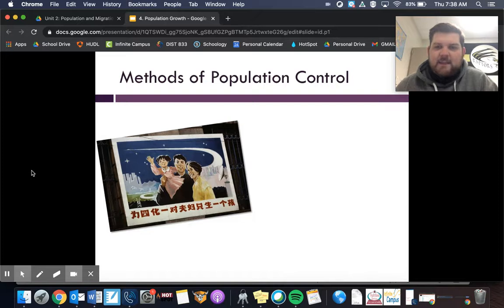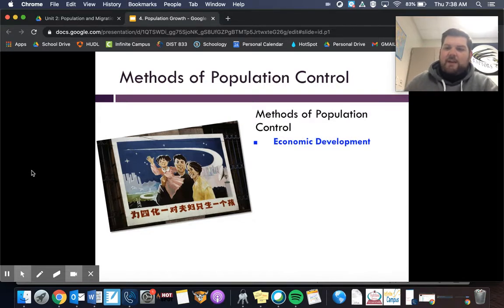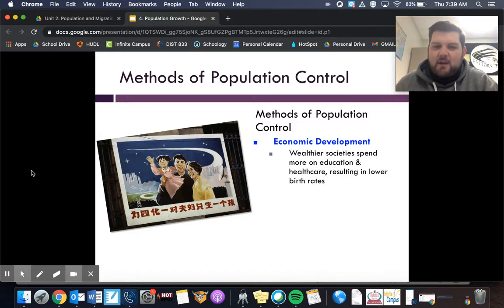Okay, methods of population control. We have economic development. All right, that controls the population. Wealthier societies spend more on education and healthcare, resulting in lower rates.